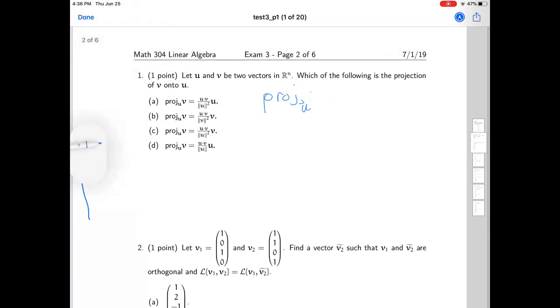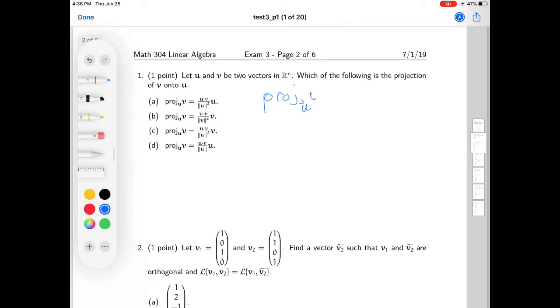So if it's a projection onto u, u goes in the subscript. If it's the projection of v, that goes here. So this symbol, projection u, this part is like a function, and v is the argument to the function. This is u dotted with v divided by the magnitude of u squared times u.